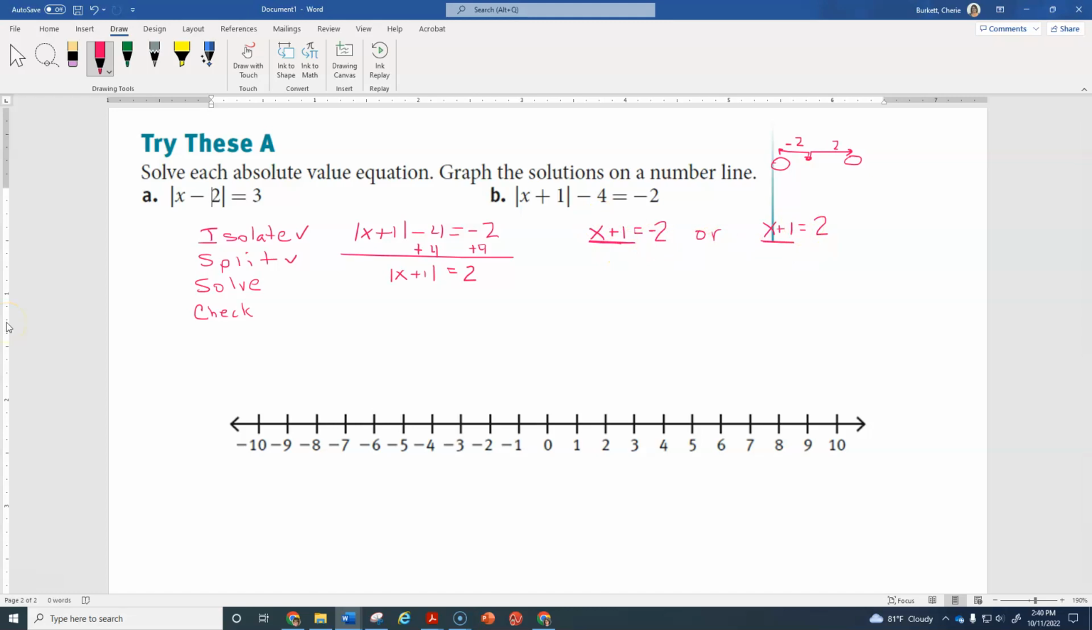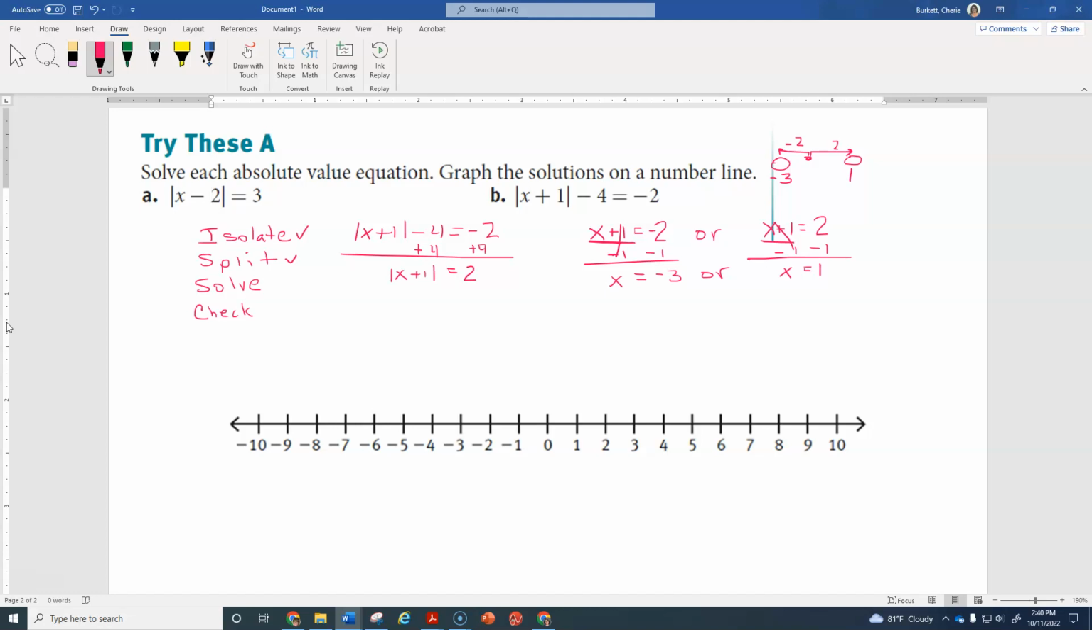Okay, so now we solve each one of these. How do we get the x by itself? We undo what's happening to the x. So we do -1, -1, and that adds to 0. So we're left with x equals -3. Or how do we undo +1? -1, -1. That adds to 0, and we're left with x equals 2 minus 1 is 1. So we know that we're going to be at -3 if we move 2 units to the left, and we're going to be at +1 if we move 2 units to the right.